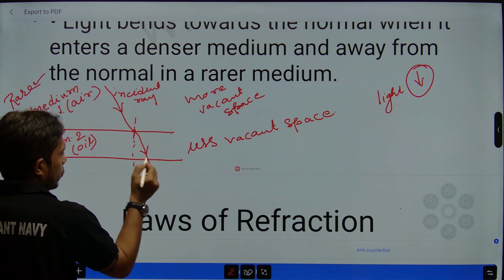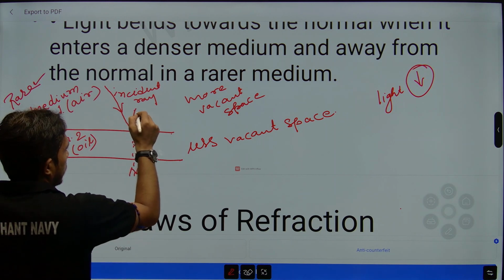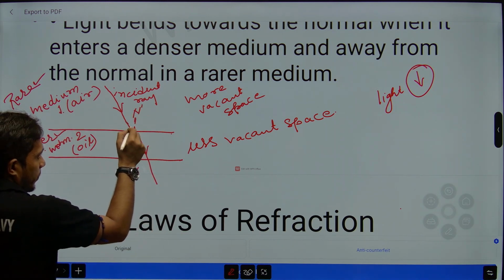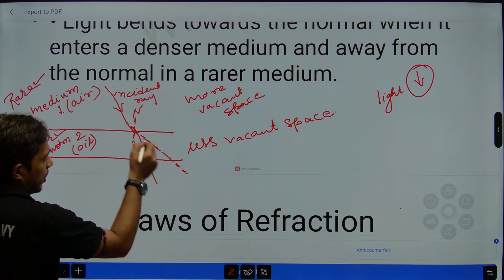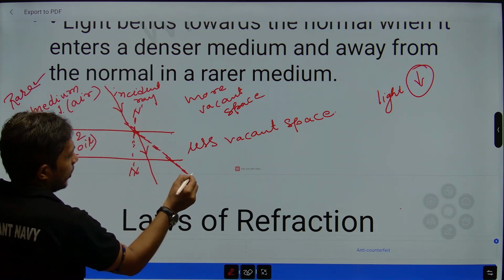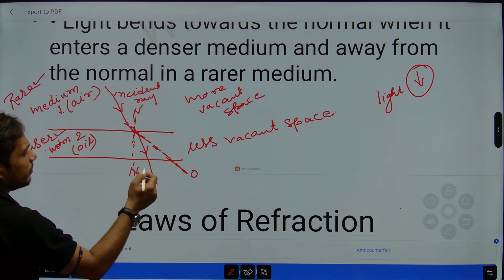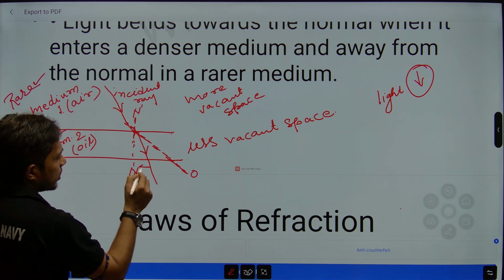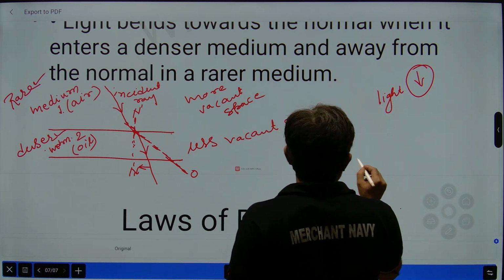So, this light tries to move towards the normal, and this line is what? Normal, NN. The real diagram is what? If the main path of this ray of light is NO, but due to the change of the medium, it moved towards the normal. This is clear?